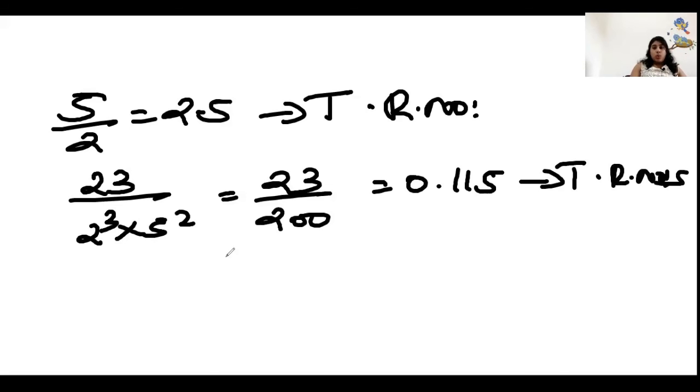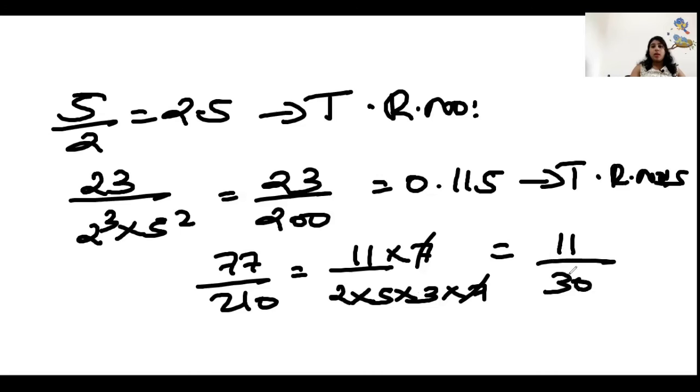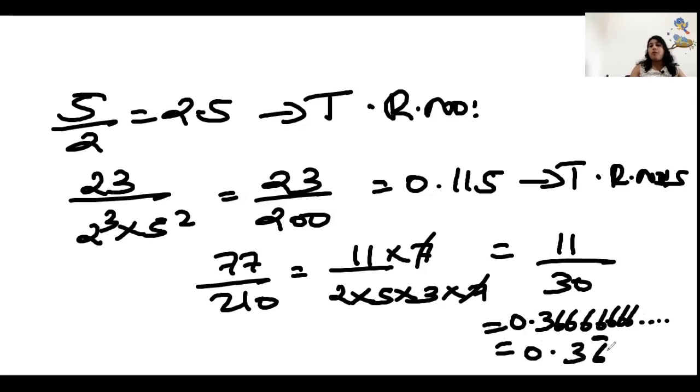But if I am asking you, next question, 77 by 210. The last one was also non-terminating. So 11 by 2 into 5 into 3, into 7 into 7. The 7s cancelled, so we come to know that it is 11 by 30. When you divide it, you will get the answer 0.36666666, where 6 is repeated. So we can say that it is 0.36 bar. Why have I given this bar? Because 6 is repeated.